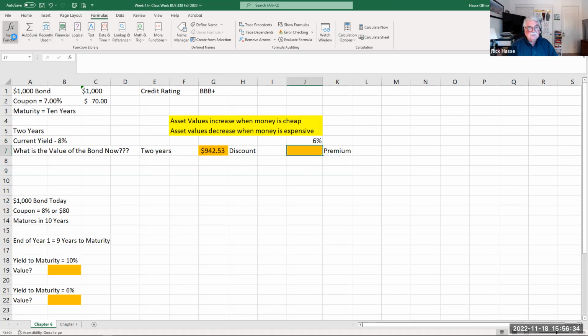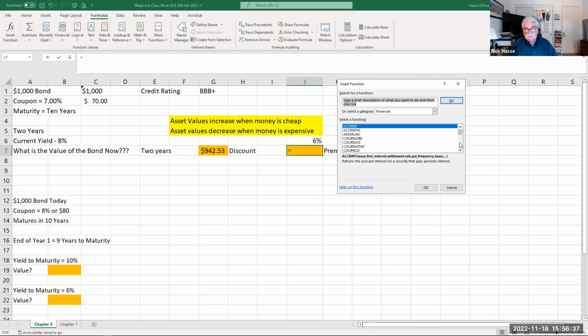Formulas, function, financial, present value.